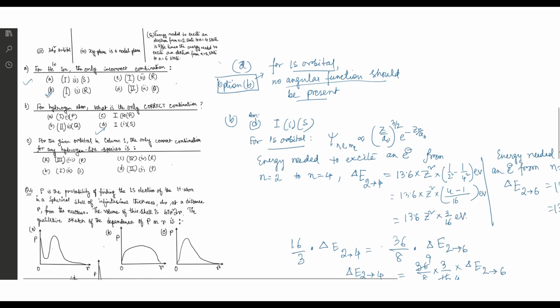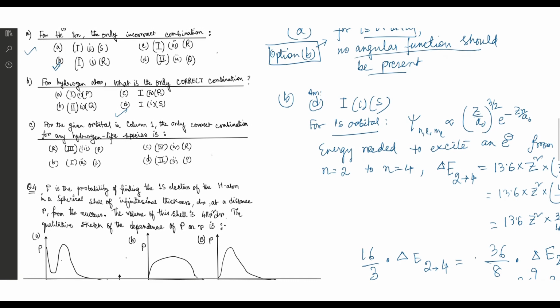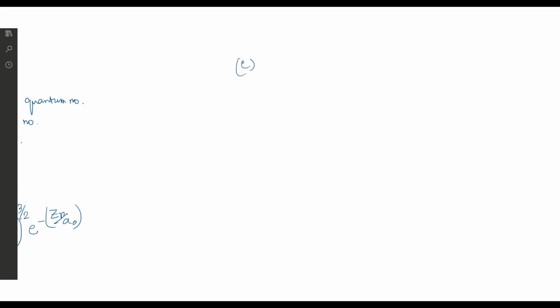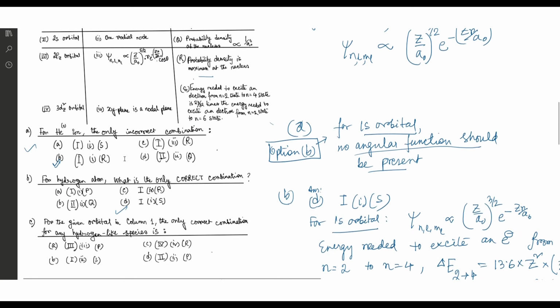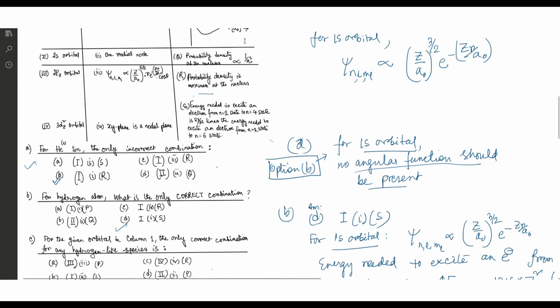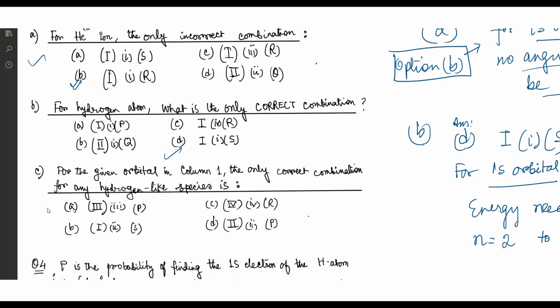Now we move to option C. Option C, for the given orbital in column 1, the only correct combination for any hydrogen-like species. Now we go for C here. Question number 3, part C. I am making you see. Here, C, for the given orbital. What about A? Here it is. This one, 3 of 3p.